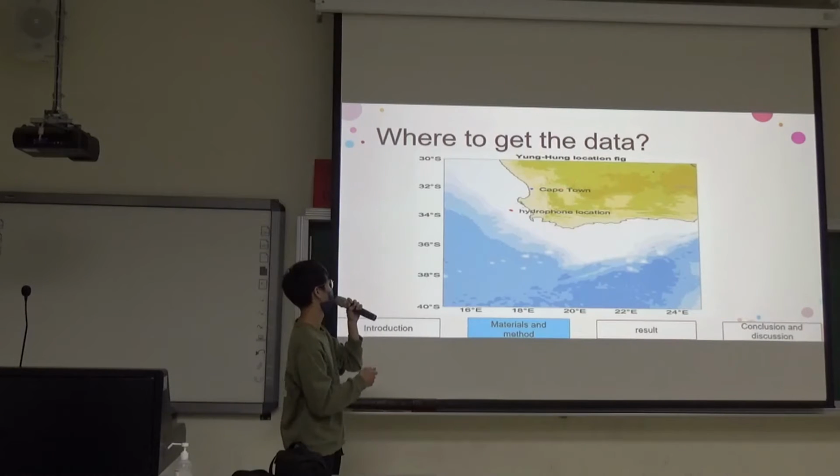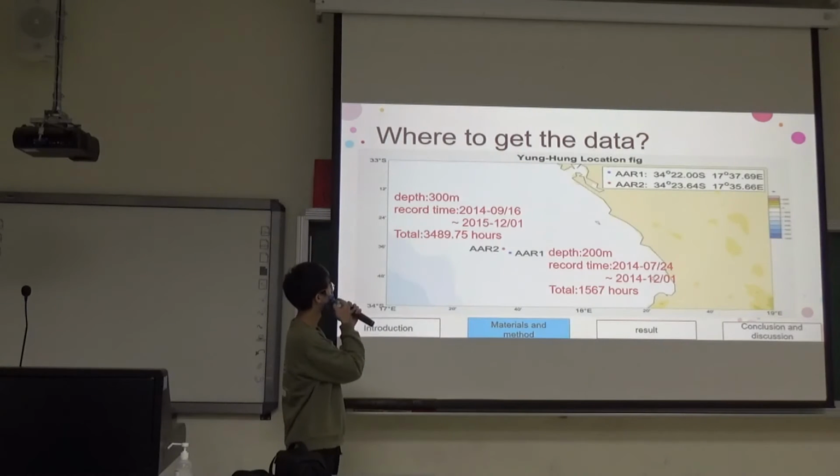And where do we get the data? The red points are the places where we put the hydrophones, and the blue point is Cape Town. Cape Town is one of the capitals of South Africa, and this country is South Africa. The blue point is AAR1, and the orange point is AAR2. This is the latitude and longitude for AAR1 and AAR2.